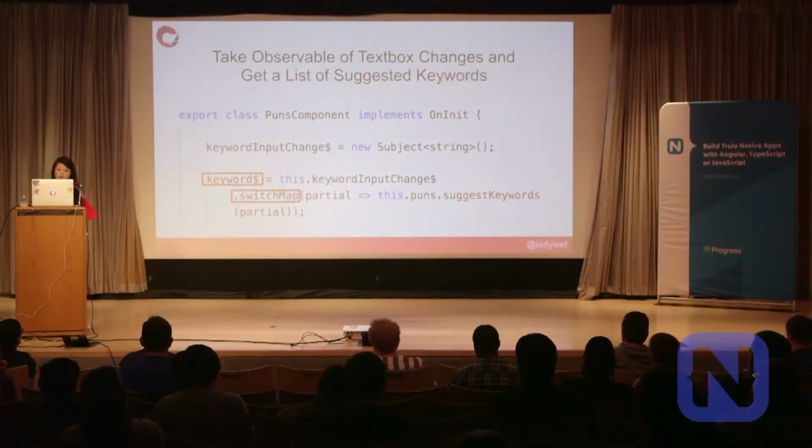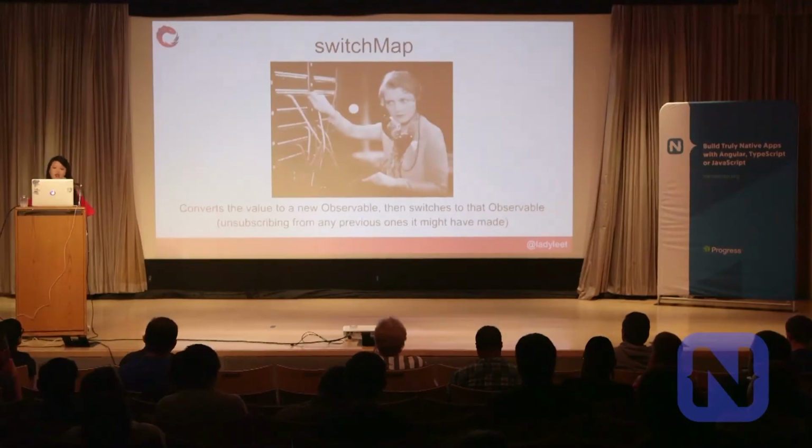You might wonder, why switch map? That's a good question. What switch map does is it converts the value to a new observable, switches to that observable, and then unsubscribes from any previous ones it might have made.